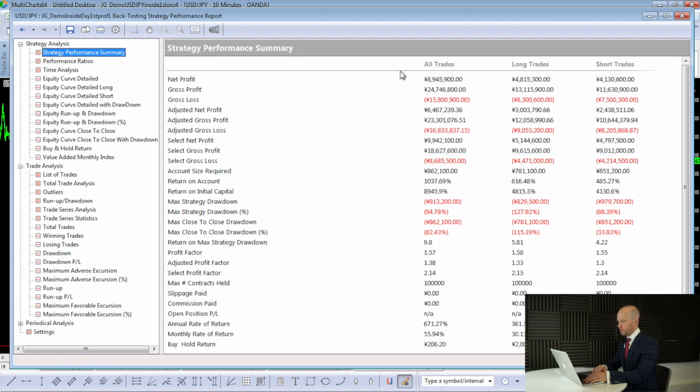Looking at the performance summary then, almost 9 million. The max strategy drawdown has stayed the same, so we haven't had a bigger drawdown in that out of sample period.